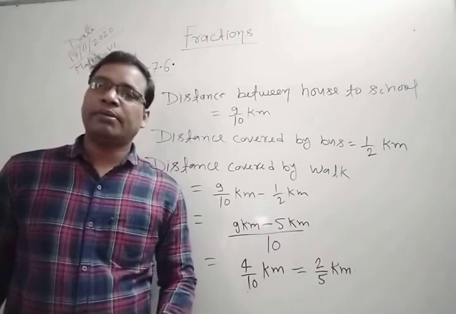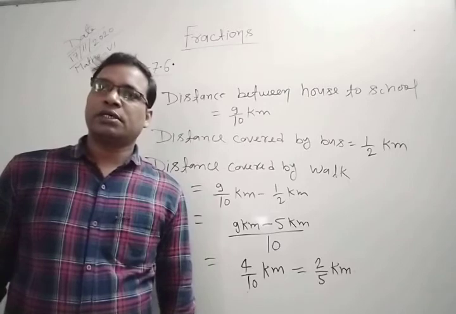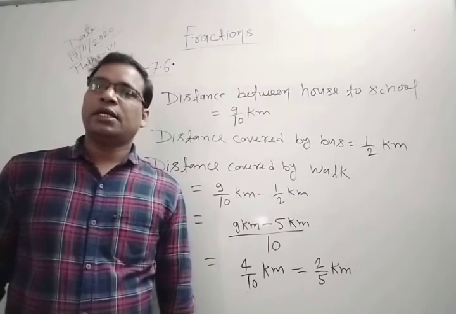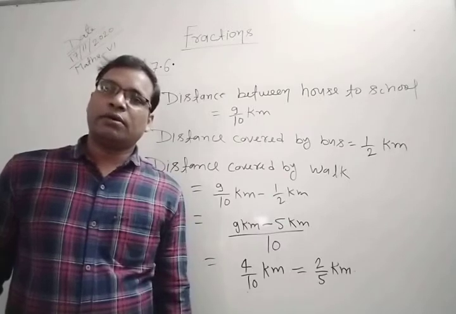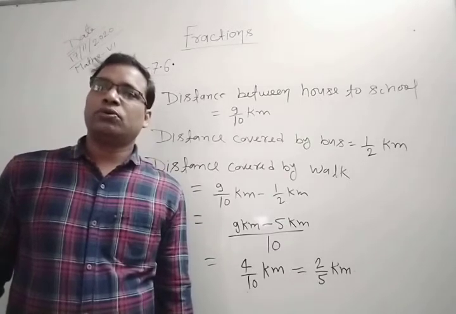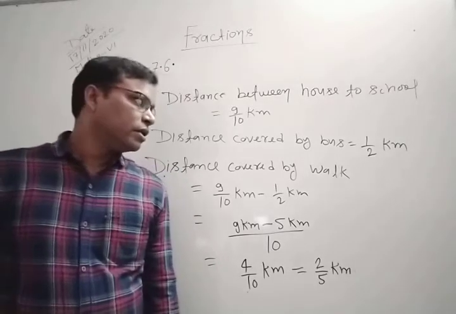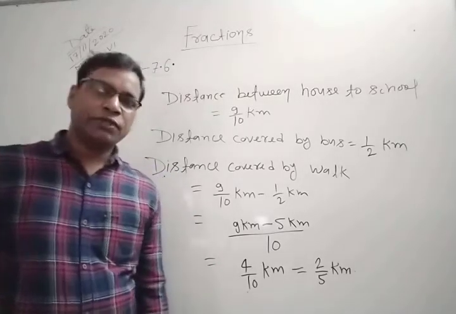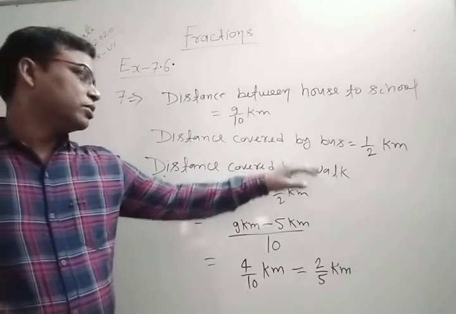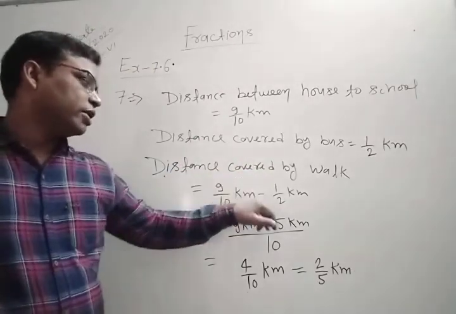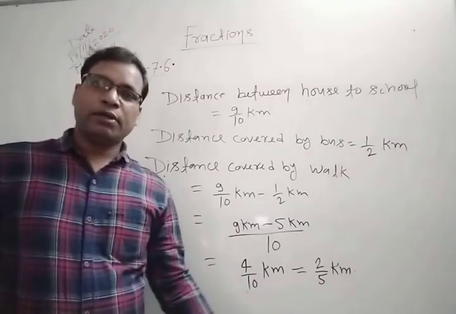So students, I hope all of you understood this question, that it is given that Nandini's house is 9 by 10 kilometer from her school. She walked some distance and then took a bus for 1 by 2 kilometers to reach school. How far did she walk? So here we find the walking distance. We subtract the distance covered by bus from the total distance. So we subtract 9 by 10 minus 1 by 2. This is equal to 4 by 10, which is equal to 2 by 5.